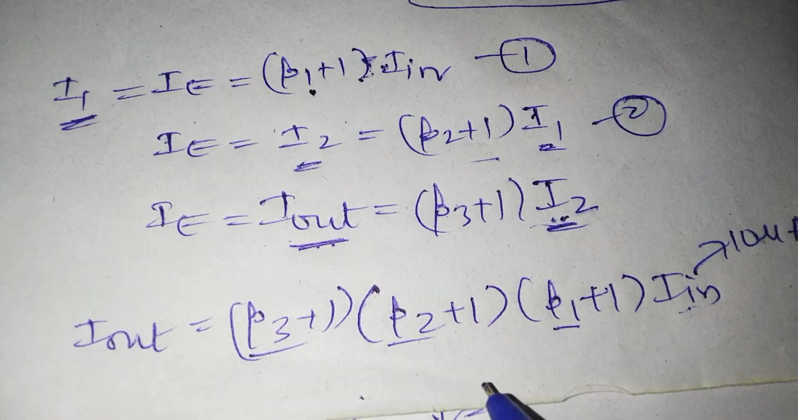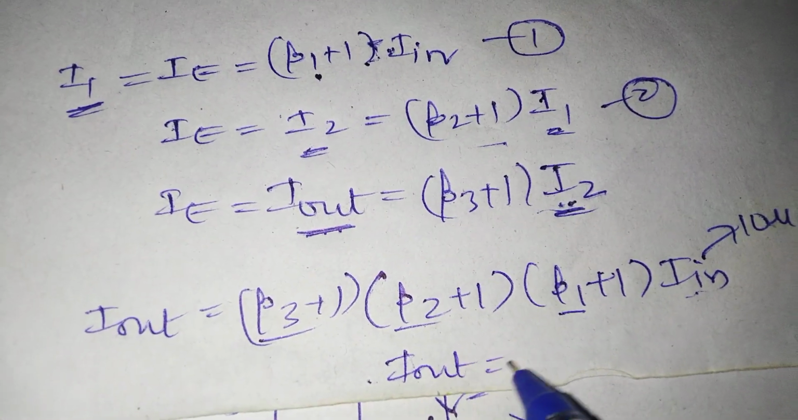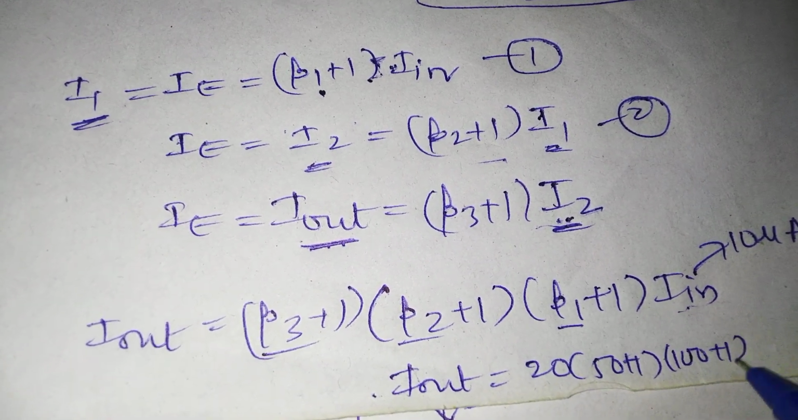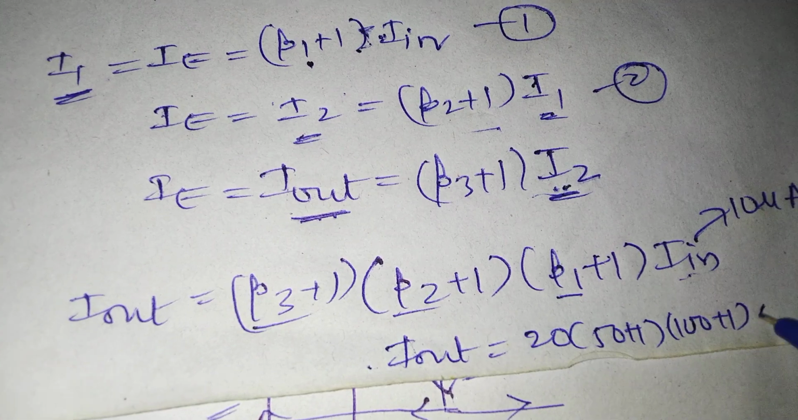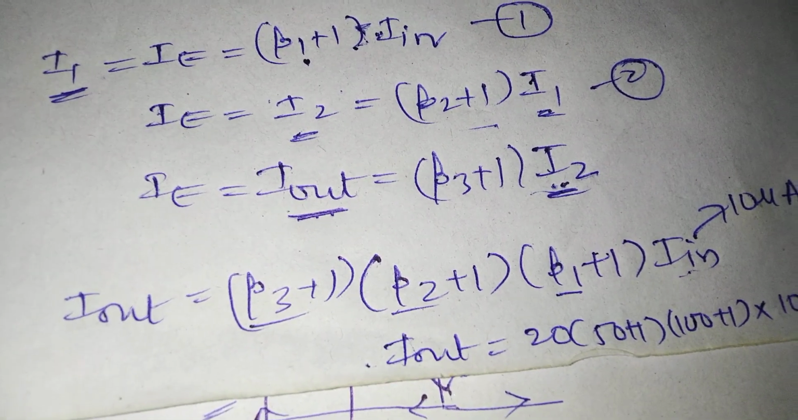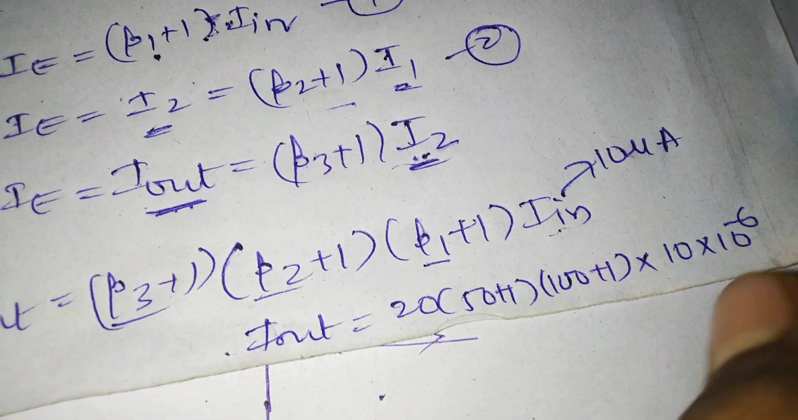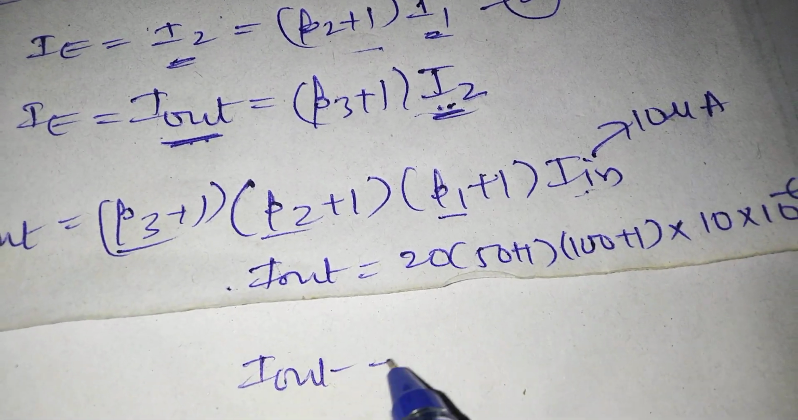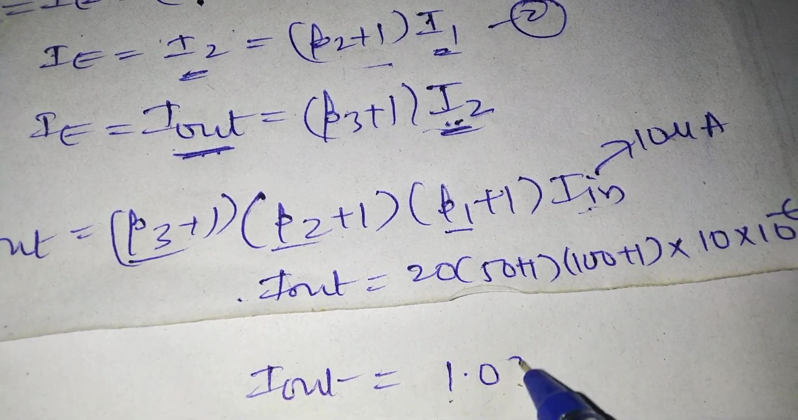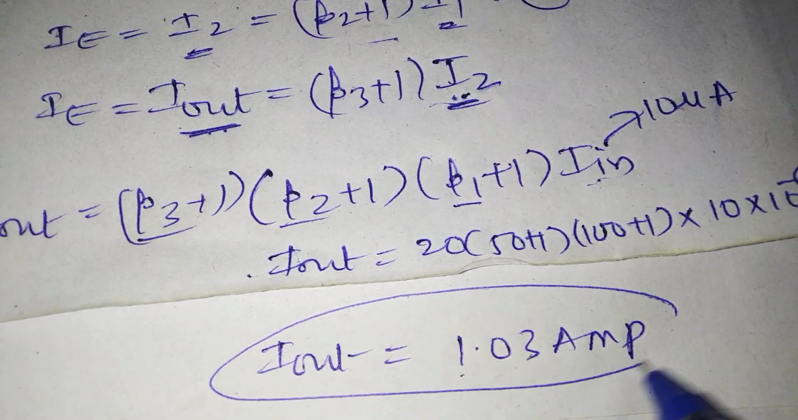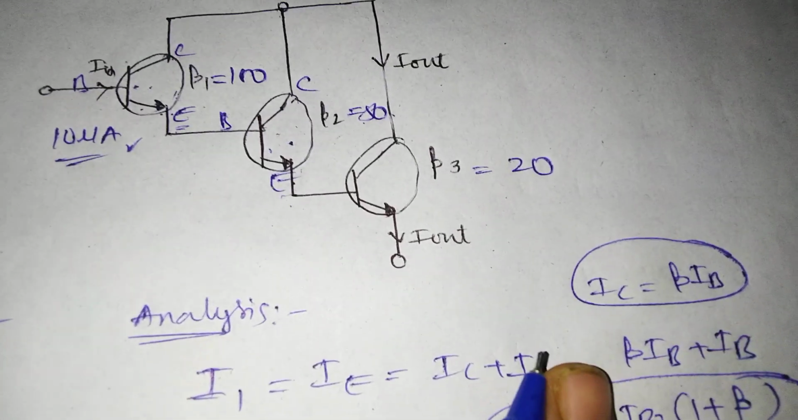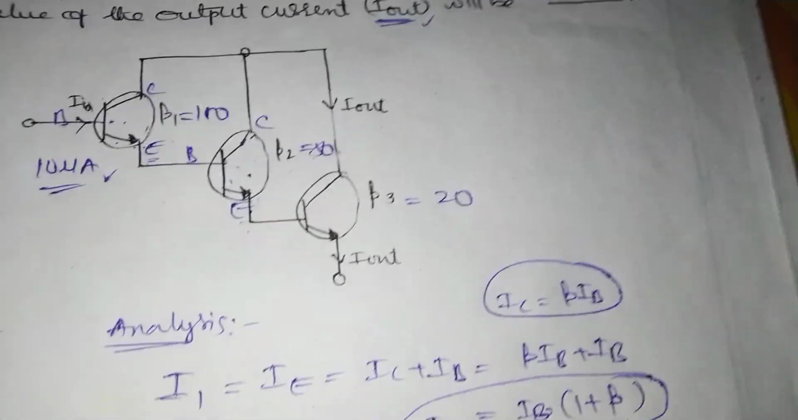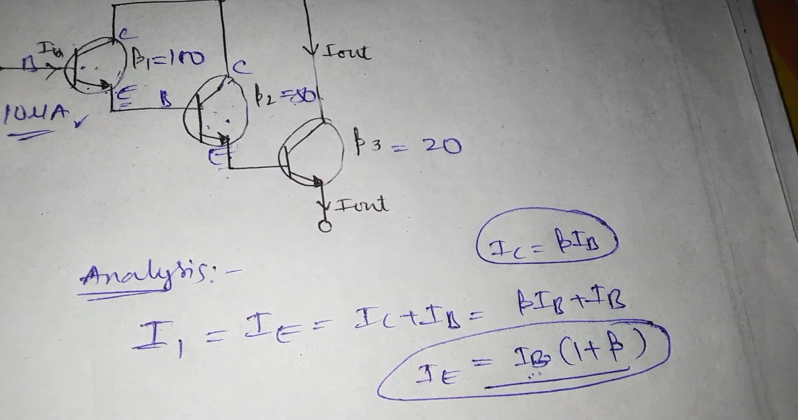So finally I out equals (20 plus 1)... (50 plus 1)(100 plus 1) into 10 into 10 to the power minus 6, right? After calculating all this, we get 1.03 amps. This is the output current of the circuit. So this is very simple. If you go through it, you can easily understand this entire process. Thank you. We go for another question.